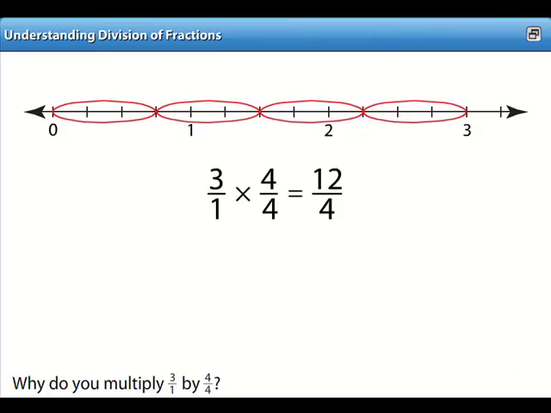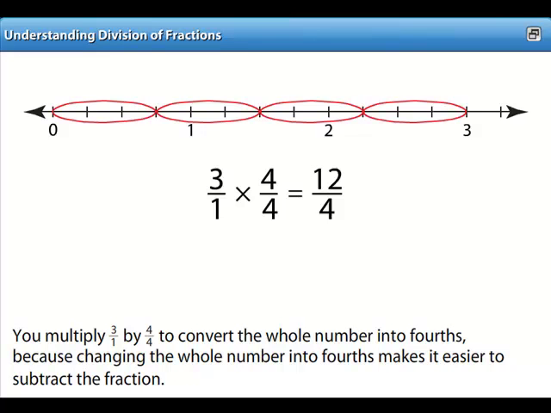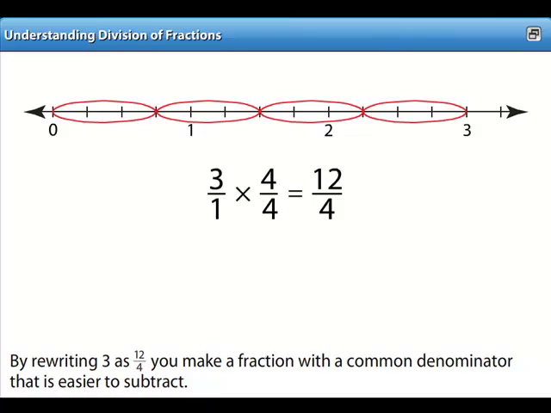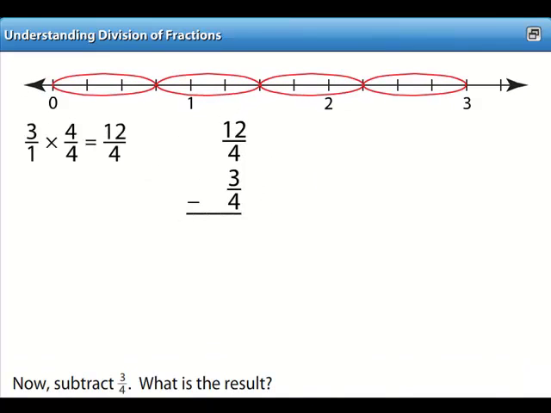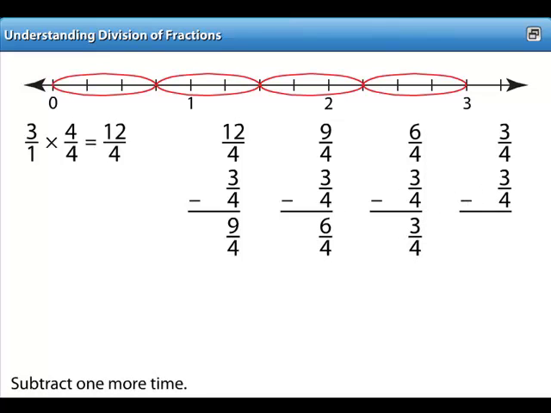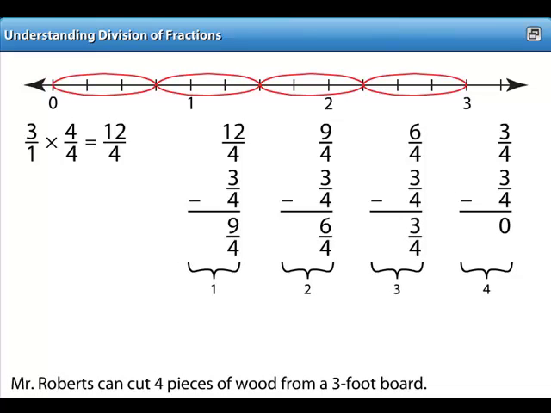Why do you multiply 3 over 1 by 4/4? You multiply 3 over 1 by 4/4 to convert the whole number into fourths, because changing the whole number into fourths makes it easier to subtract the fraction. Why do you rewrite 3 as 12/4? By rewriting 3 as 12/4, you make a fraction with a common denominator that is easier to subtract. Now subtract 3/4. What is the result? Repeat the subtraction. Repeat the subtraction. Subtract one more time. Mr. Roberts can cut 4 pieces of wood from a 3-foot board.